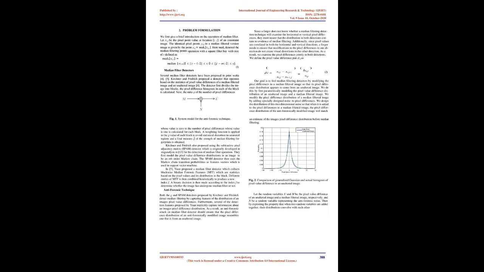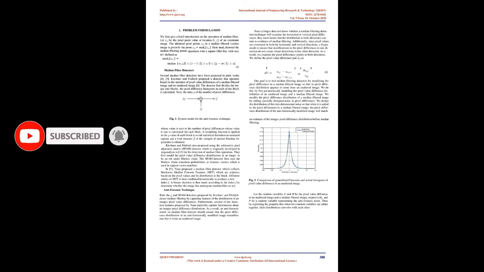Median filter detectors. Several median filter detectors have been proposed in prior works [4, 5]. Kirchner and Fridrich proposed a detector that operates based on the statistics of pixel value differences of a median filtered image and an unaltered image [4]. The detector first divides the image into blocks. The pixel difference histogram in each of the blocks is calculated. Next, the ratio of the number of pixel differences whose value is 0 to the number of pixel differences whose value is 1 is calculated for each block. A weighting function is applied to the value of each block to avoid statistical distortion in saturated regions, and a final measure of the strength of median filtering fingerprints is obtained.